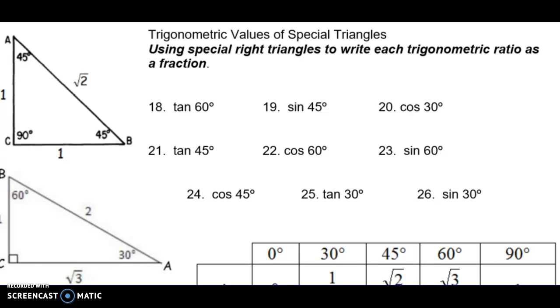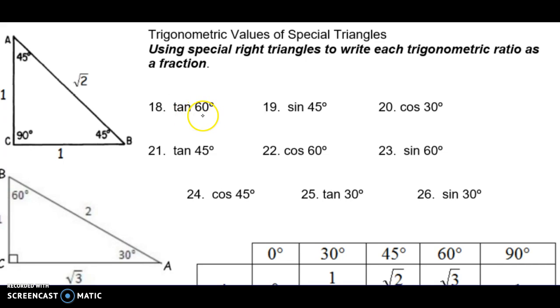There are two special right triangles that you absolutely need to memorize for trig. They are the 45-45-90 triangle and the 30-60-90 triangle. Using these special triangles, we're going to solve the trig ratios.